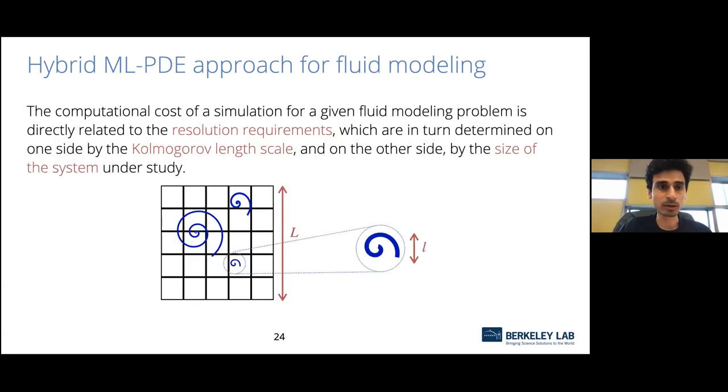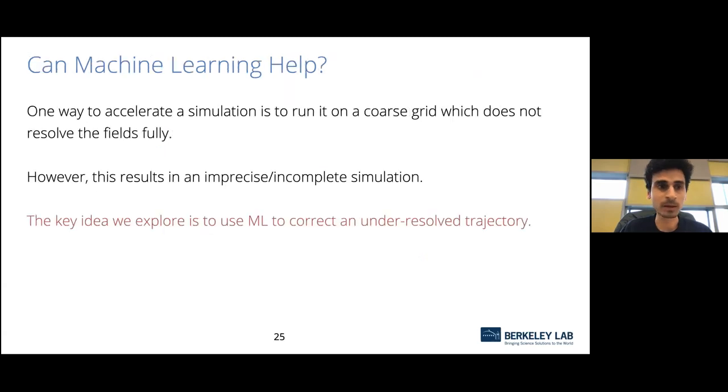When we talk about fluid modeling, the computational cost of a simulation for a given fluid modeling problem is typically directly related to the resolution requirements. These are in turn determined on one side by the Kolmogorov length scale, because the size of your grid has to be fine enough to resolve the smaller scale features, and on the other hand, your grid has to be large enough to fully cover the domain. So that sort of predetermines what the resolution requirements are for your problem.